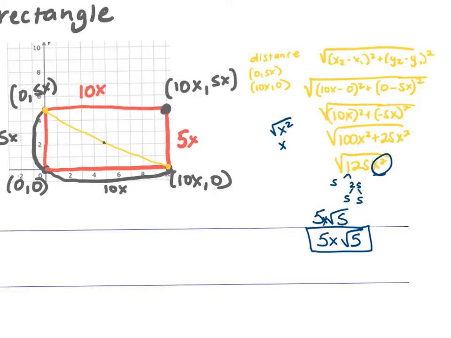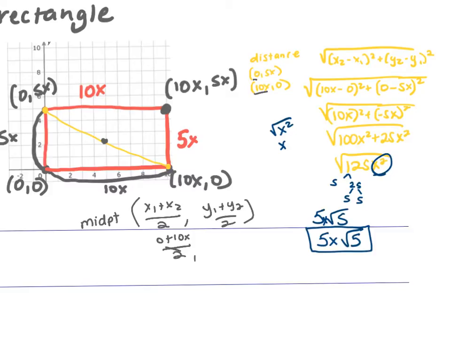If I ask you for the midpoint of this diagonal, remember the midpoint formula, x1 plus x2 over 2, and then y1 plus y2 over 2. So I'd add the 2x's, 0 plus 10x divided by 2. And then add the 2y's, 5x plus 0 divided by 2. I'd get 10x over 2, 5x over 2, which would be 5x and then 5x over 2.